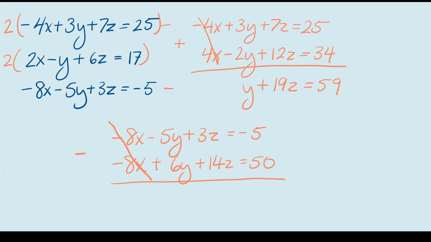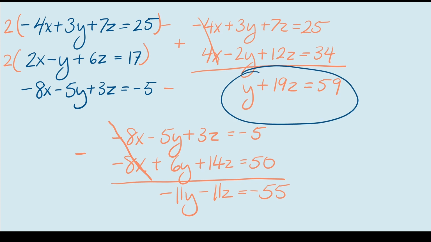Now let's work with the rest of the variables. Negative 5y minus positive 6y is negative 5y minus 6y, so that's going to be negative 11y. 3z minus positive 14z is going to be negative 11z. And then negative 5 minus 50 is going to be negative 55. So as you can see here, we have two equations, both of which have only y and z terms. Now we can use those two to isolate one variable. So let's go ahead and do that.